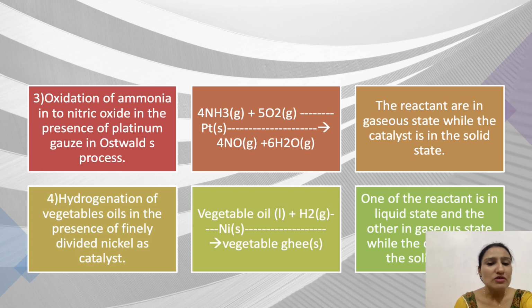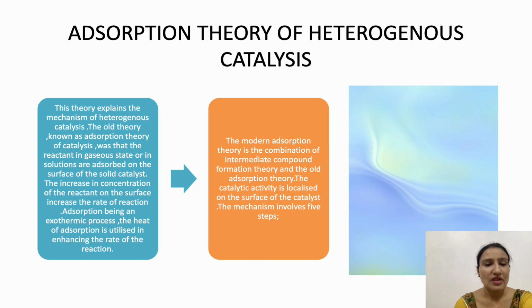Next is hydrogenation of vegetable oils in the presence of finely divided nickel as catalyst. Vegetable oils, when hydrogenated, give us vegetable ghee in the presence of a catalyst nickel. Here, one of the reactants, vegetable oil, is liquid and the other reactant, dihydrogen, is gas, but the catalyst nickel is in solid phase. So this is also an example of heterogeneous catalysis.